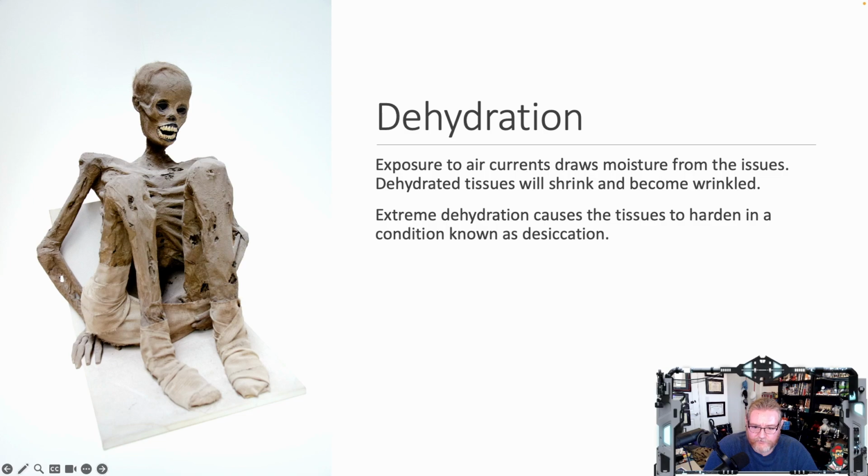Exposure to air currents draws moisture from the tissues. Dehydrated tissues will shrink and become wrinkled. Extreme dehydration causes the tissues to harden in a condition known as desiccation.